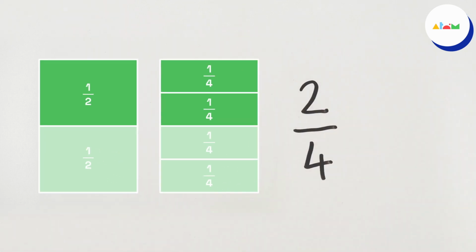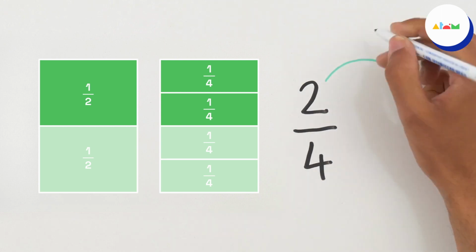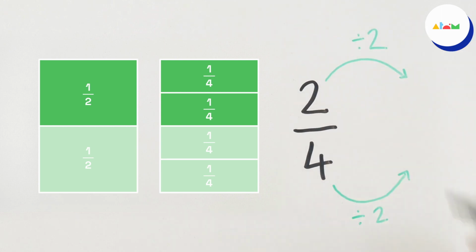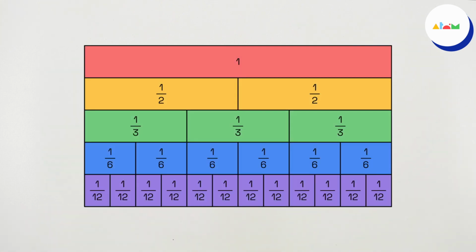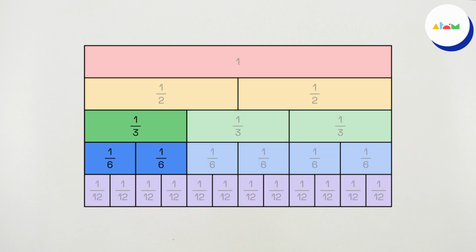We can simplify 2 over 4 by dividing the numerator and the denominator by 2 to make 1 over 2. This fraction wall shows us other equivalent fractions, such as 2/6 and 1/3. 2/6 and 1/3 represent the same amount. 3/6 equals 1 half. 8/12 equals 2/3.